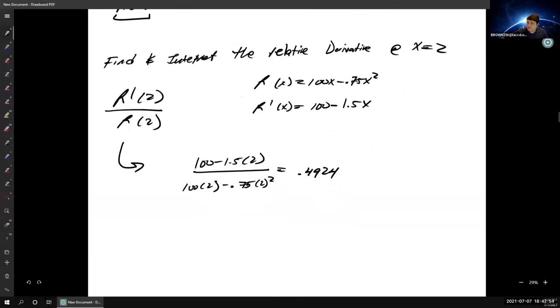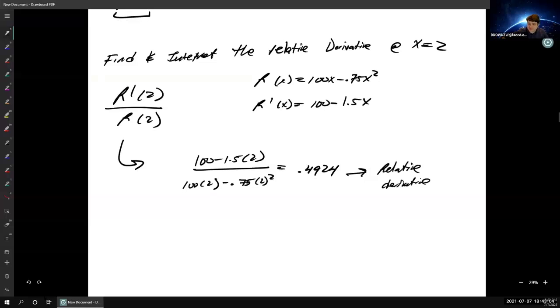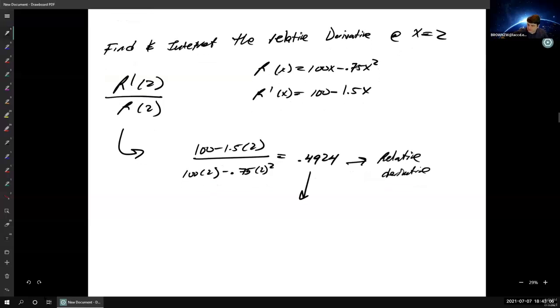Usually what we'll want to do, so this is the technical relative derivative. Usually what we'll do, in order to make this an easier interpretation to talk about, is turn this into a percentage. So that'll be 49.24%.